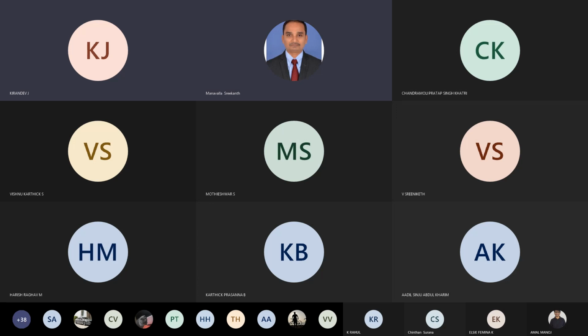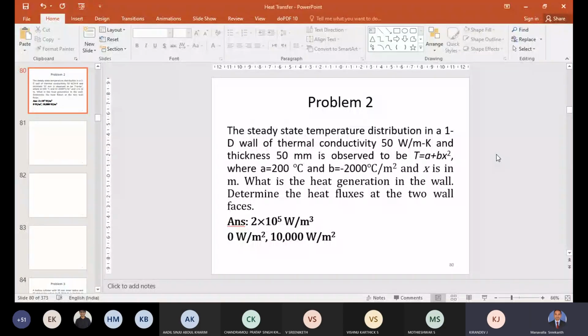So we have steady state temperature distribution in a one-dimensional wall of thermal conductivity 50 watt per meter Kelvin, and the thickness is observed to be T is equal to A plus B x square, where A is 200 and B is minus 2000 Celsius per square meter, and x is in meters. What is the heat generation in the wall? Determine the heat flux at the two wall faces. So this is the problem.